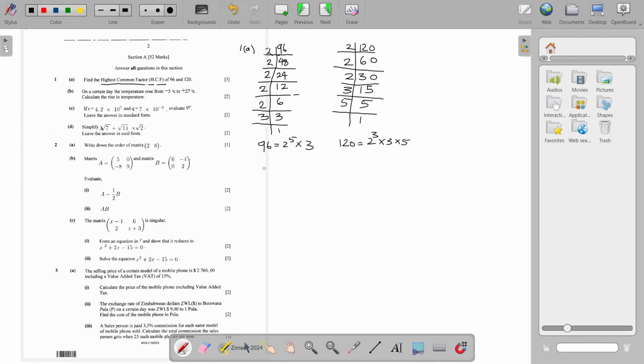Therefore, for our highest common factor, you look for the numbers that appear on both sides. Here we have 2, here we have 2, but you take the one with the smallest exponent. So it's going to be 2 to the power 3, multiplied by 3, since here we have 3 and here we have 3 with the same exponent. Here we don't have 5, here we have 5, so we don't take it. We now have to simplify. 2 times 2 times 2 is 8. Times 3, we get 24.